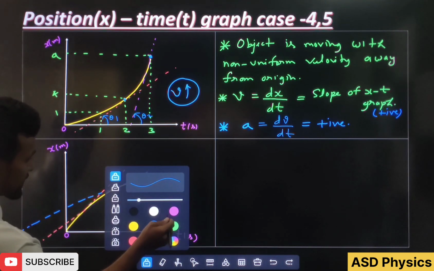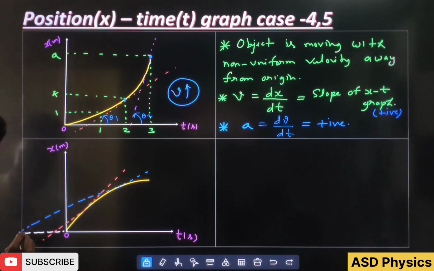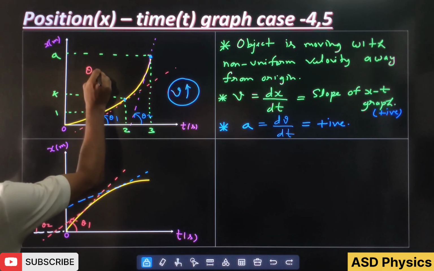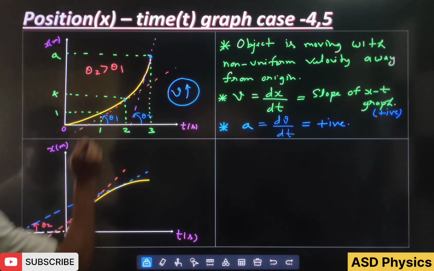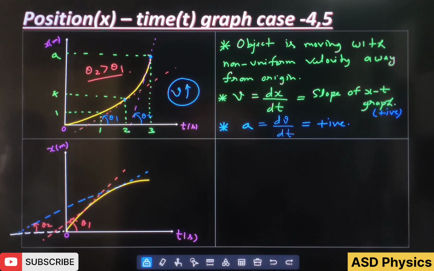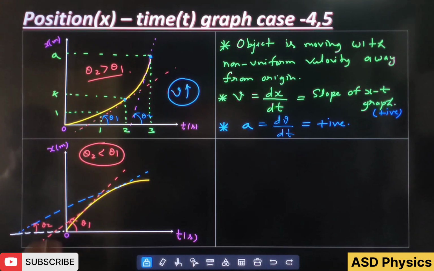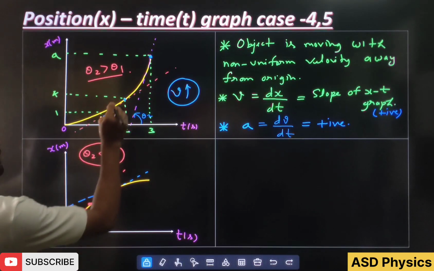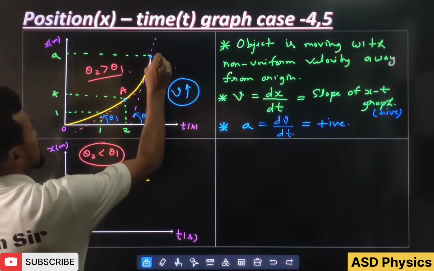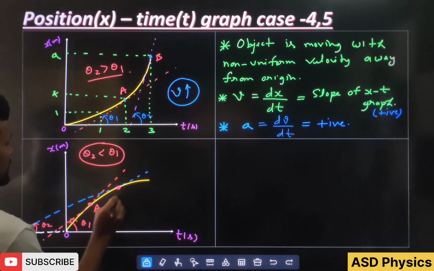Okay, so what is happening here, students? Let's take for example this angle is theta 1 and this angle is theta 2. So here theta 2 is greater than theta 1, but here theta 2 is less than theta 1. At this point we have got the slope, and at this point we have got the slope. You can even write the point names also. Let's take point A, point B, and here also I can write point A, point B.